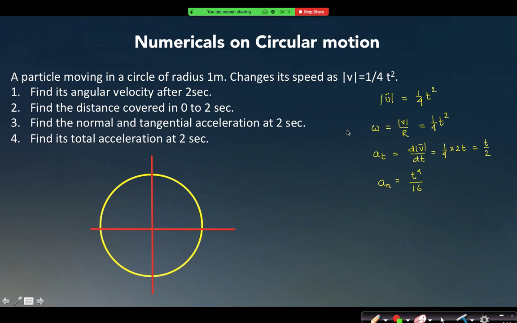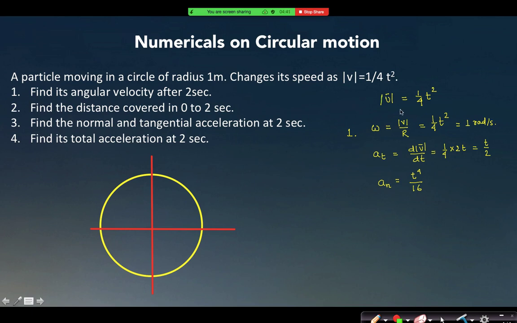So first find the angular velocity after 2 seconds. What is angular velocity after 2 seconds? Is it 1 radian per second? Yes or no? After 2 seconds, have you got it 1 radian per second? Find the distance covered in 0 to 2 seconds. How do I find the distance? Sir, in place of mod v, we will write dx dt equal to 1 by 4 t square.